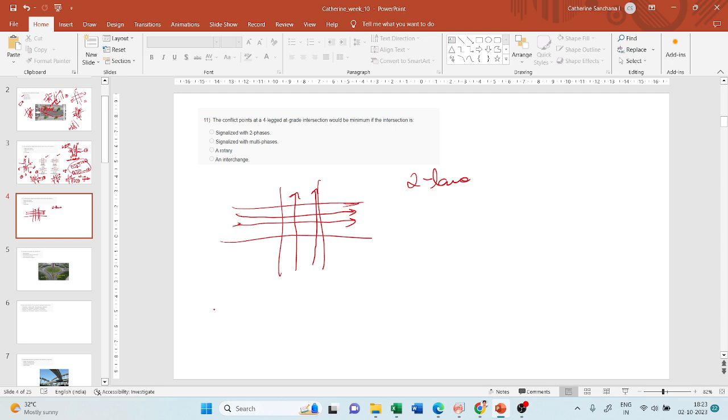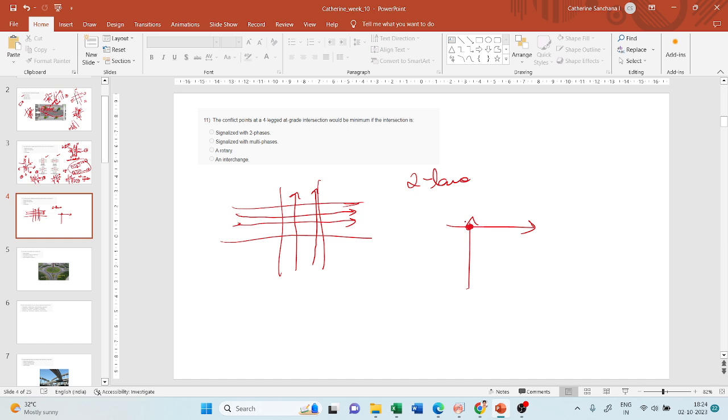So what is a conflict point? A conflict point is a point where two vehicles traveling in particular directions have a potential probability of resulting in a conflict, right? So if a vehicle is moving in this direction and a vehicle is moving in the north direction, then there is a chance that they may undergo conflict at this point, right? So that point is called a conflict point.